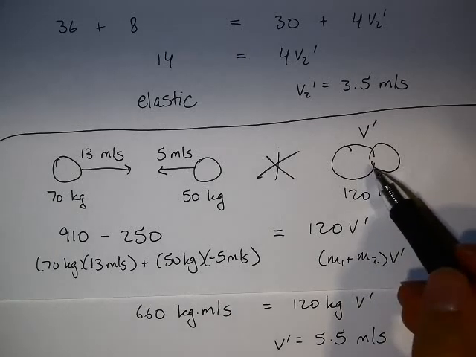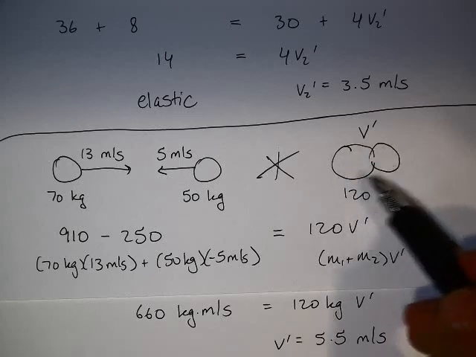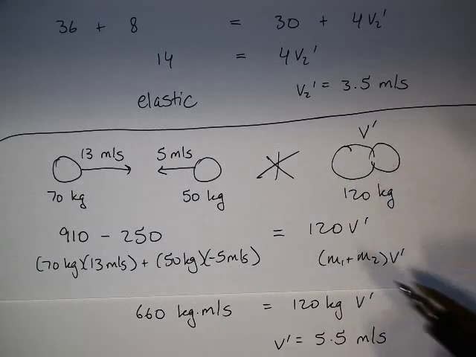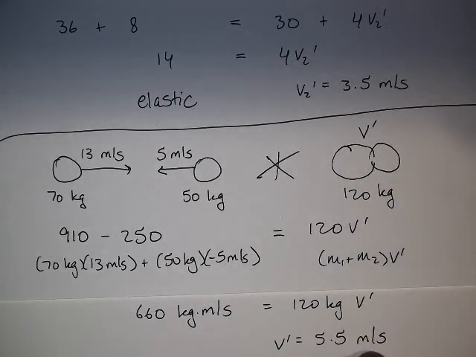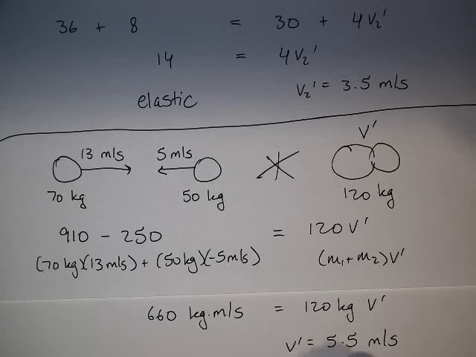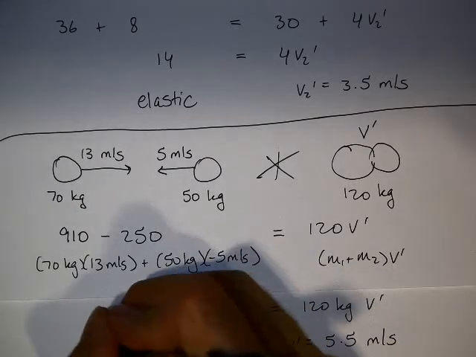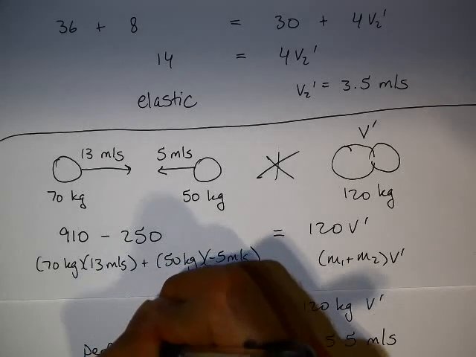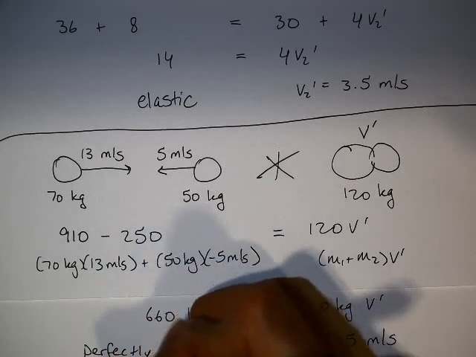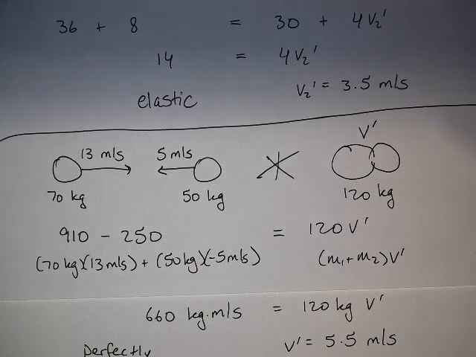So this entire blob, this entire object, is moving rightward at 5.5 meters per second. We know it's rightward because it's a positive number. That is a perfectly inelastic collision. We know that because the objects stick together.